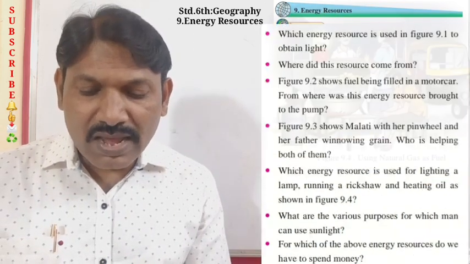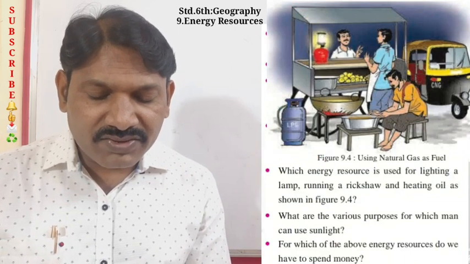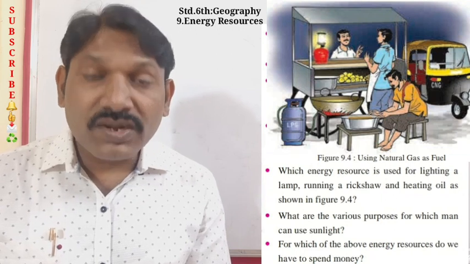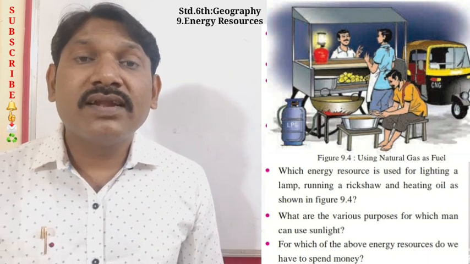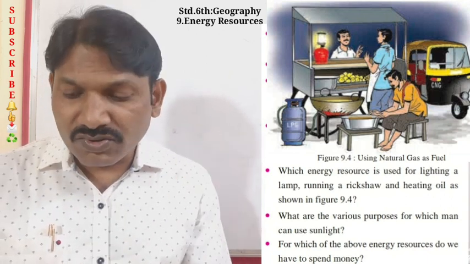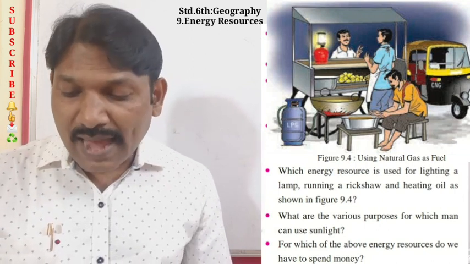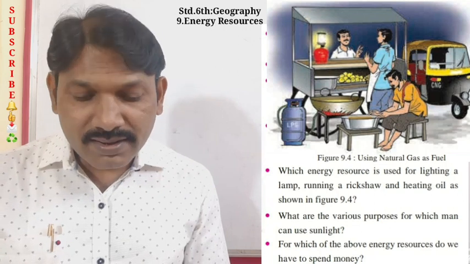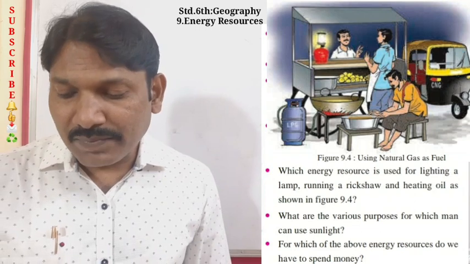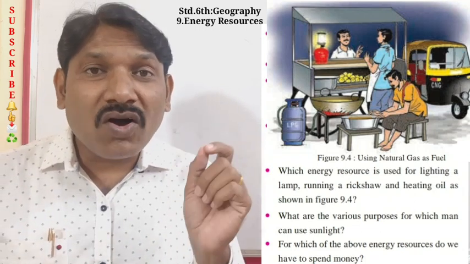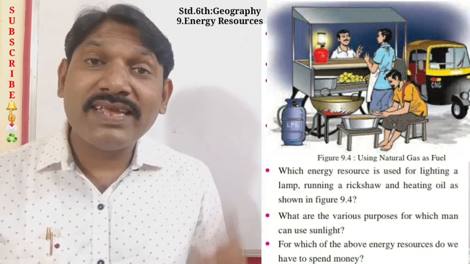Now the next question, which energy resource is used for lighting a lamp, running a rickshaw and heating oil as shown in figure 9.4? Students, here you can observe figure 9.4 and answer the question. So here, which energy resource is used for lighting a lamp? Yes, here a gas is used. LPG gas is used to light a lamp as well as to heat the oil. Also, the LPG gas is used. Yes students, what do you mean by LPG?